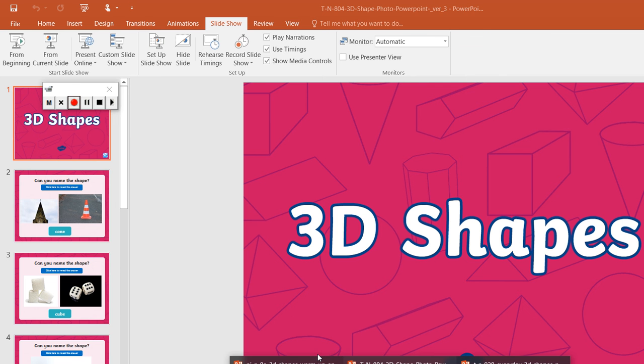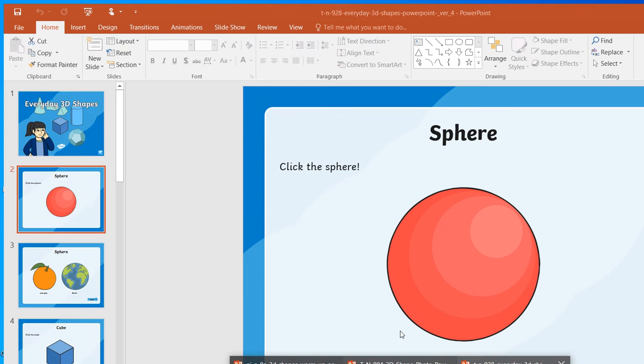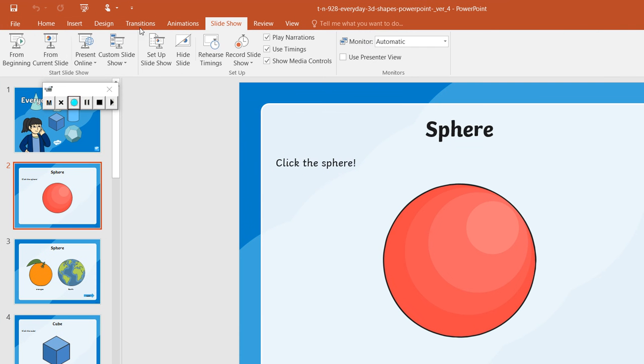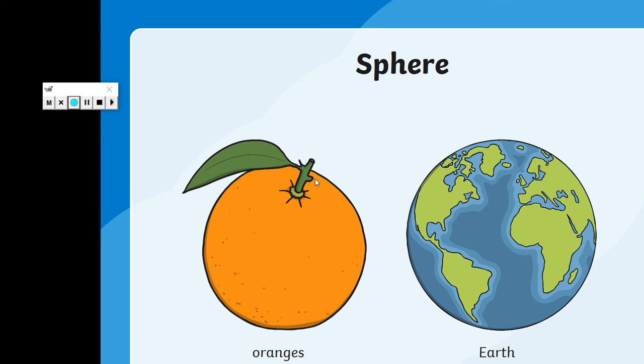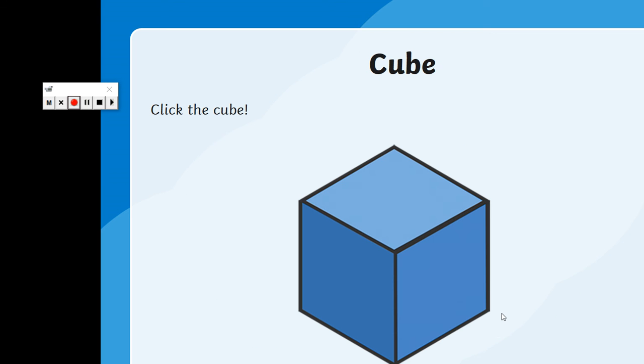So let's have a look at some everyday objects that we might find. So here's the sphere. The sphere could be around your house, it could be an orange, or it could be the earth. Or if you think back to our classroom, we've got a globe, haven't we? And the globe is a sphere, but our earth is also a sphere. If you were hunting around your house, you might be able to find an orange.